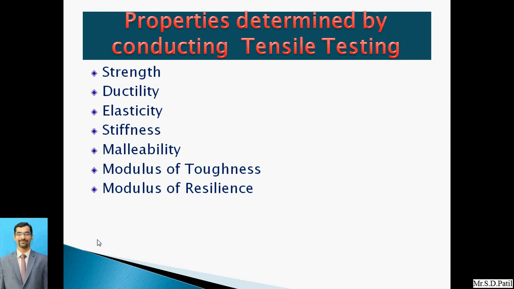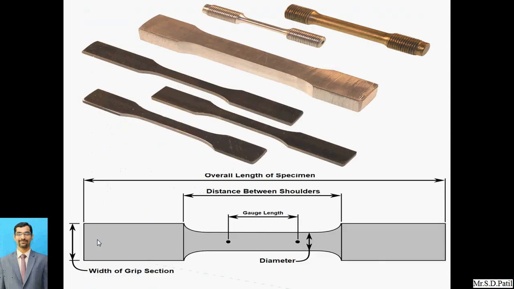So ductility in the sense of how much a particular component can stretch. So when we want to form a thin wire, that material should be very ductile. So it should not fail easily. So we can pull it, pull it, pull it. So this will be the ductility of the component. So elasticity and stiffness, malleability of that particular component. Then we are going to determine the modulus of toughness and modulus of resilience. So these are the various properties that we are determining by conducting the tensile test.